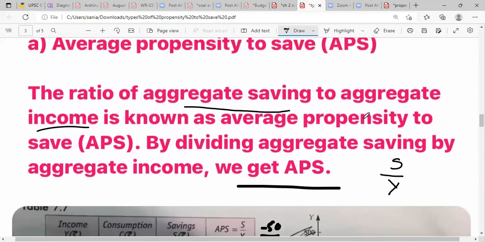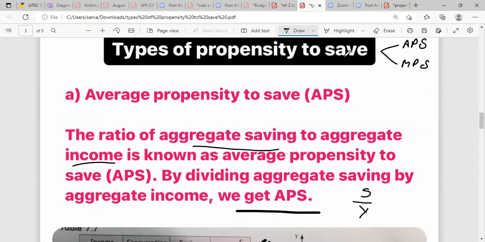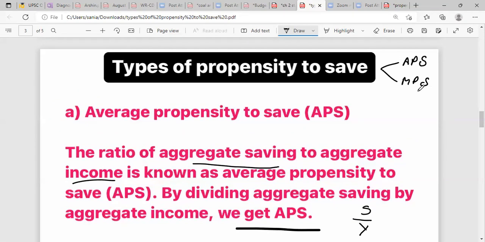Okay, so first of all, you will write types of propensity to save, and there itself just mark it like this, APS and MPS. Then write A, average propensity, then the definition, then I'll scroll it down. So you will draw the schedule.